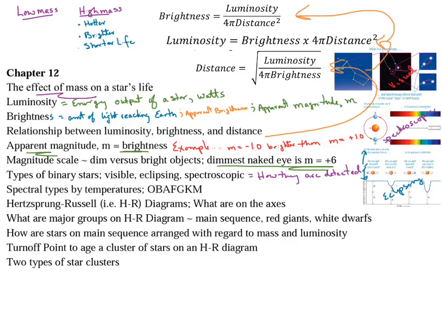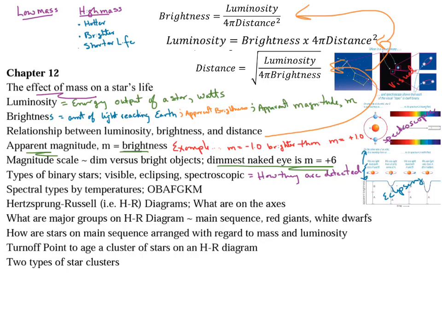Spectroscopic binaries take into account the Doppler effect. The red shift is something moving away from us, and the blue shift is something moving towards us. So you end up seeing a shift in spectral lines as a star is moving towards you and away from you, towards you and away from you, even though it looks like it's in the same spot.